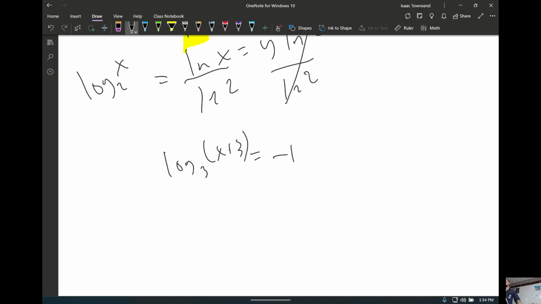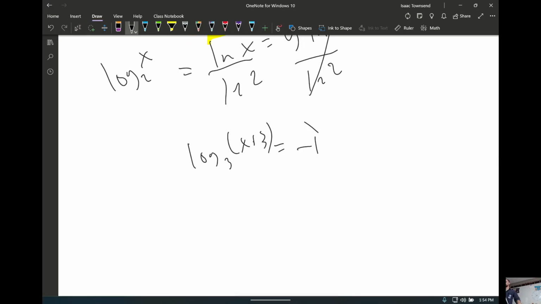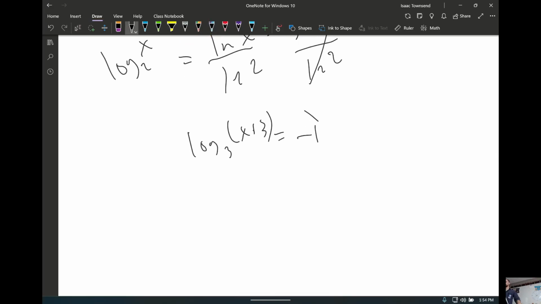We do very little solving of equations until after spring break. But this is logarithmic form because of this. One of the first things we did in the notes last time was talk about how to switch from logarithmic to exponential. You can make it not be log if you swap these two things around. So you could say 3 to the negative 1 is x plus 3. And this is really just 1/3.